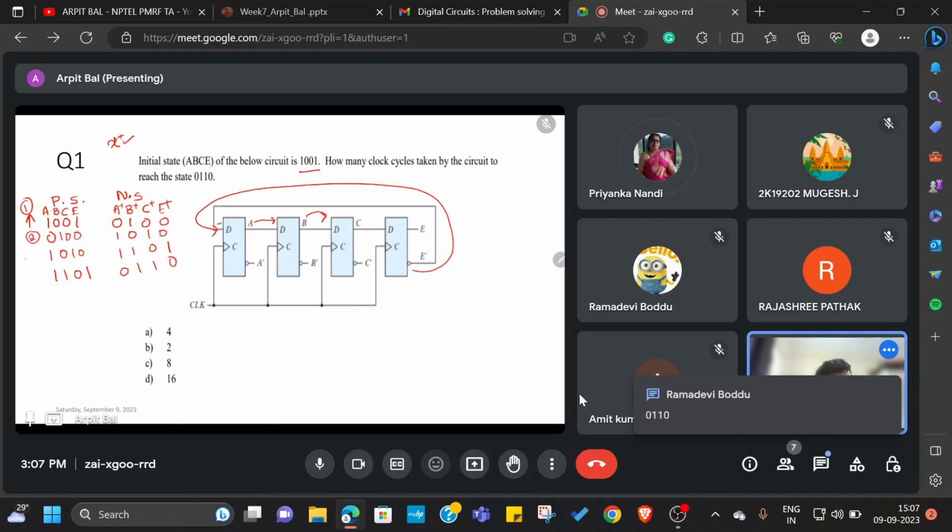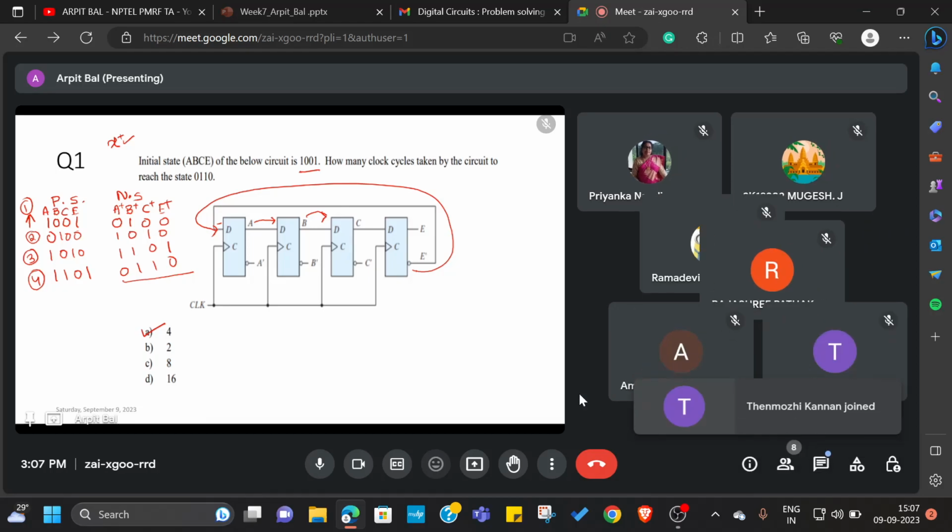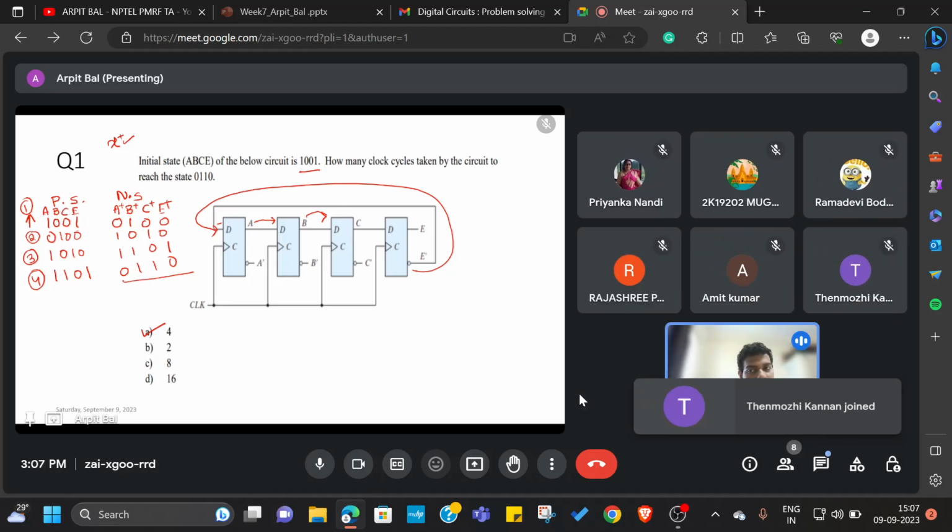That is the desired output. Yeah, correct. A is the answer, because after 4 clock cycles, we arrive at our desired output, that is 0, 1, 1, 0. Right? So does anyone have any queries in this particular question? This was just a warm-up exercise, but still the methods that we are going to use will be helpful in the further questions that we are going to solve. So does anyone have any query in this question?